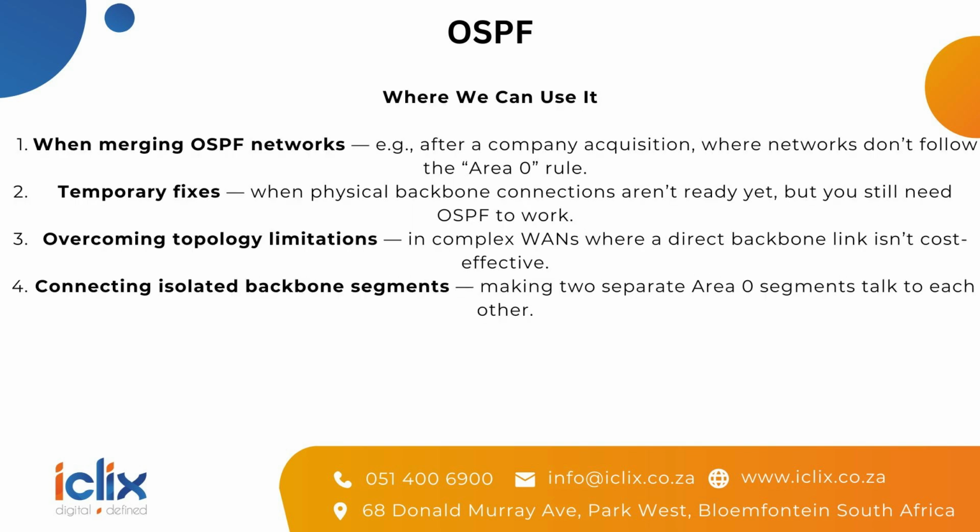Where we can use it. When merging OSPF networks, e.g. after a company acquisition, where networks don't follow the Area 0 rule. Temporary fixes: when physical backbone connections aren't ready yet, but you still need OSPF to work. Overcoming topology limitations: in complex WANs where a direct backbone link isn't cost-effective. Connecting isolated backbone segments, making two separate Area 0 segments talk to each other.